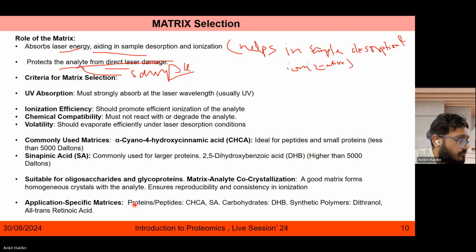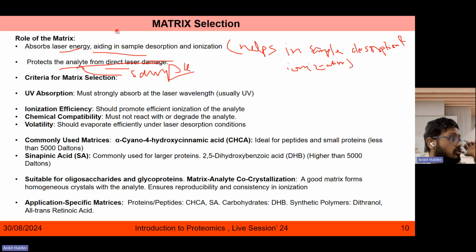If it is not having efficient ionization, then it won't be of any use. So that's a very important thing. Chemical compatibility, that it should not react or degrade with the analyte. So obviously, when we are mixing our sample with any particular matrix, it should not happen that it is degrading our particular analyte.